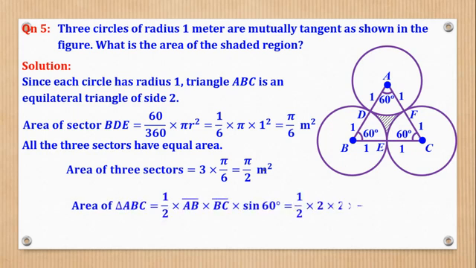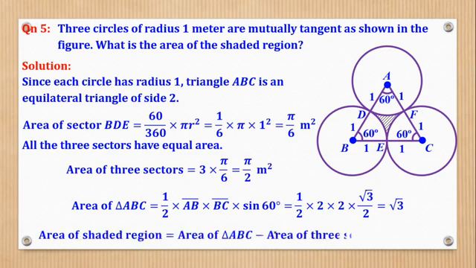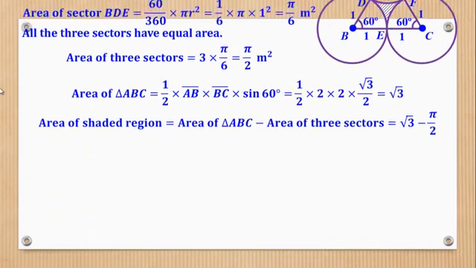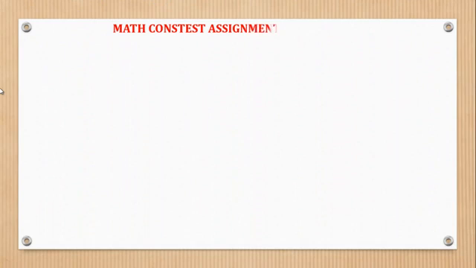Then area of triangle ABC is got from this formula, substitute for AB and BC. You'll end up with root 3. Area of the shaded region is equal to area of triangle ABC minus area of the three sectors, which will be equal to this minus this. So now I'll leave you with assignment 3, still on geometry.